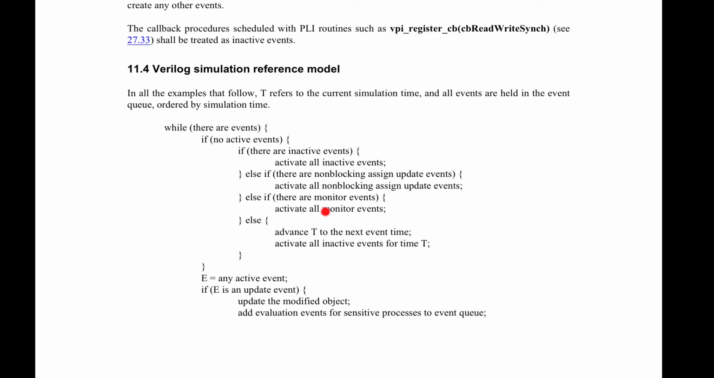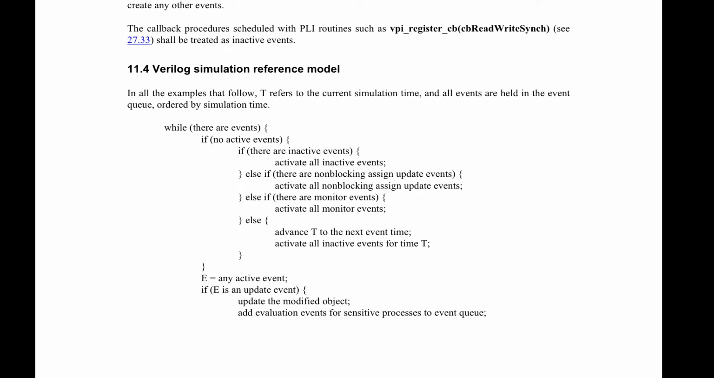We're completely done for the current simulation time, so we advance time to the next event time. And remember, we have a future event queue. So when we finished all the current events, we look at our future event queue. We find when's the earliest event in the future we have to do something at. We advance our simulation time to that event time, and we activate all the inactive events for that time there.